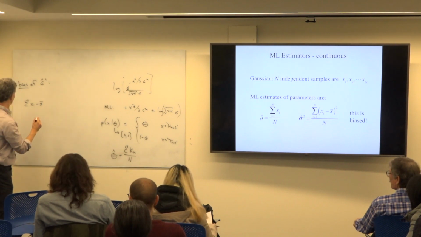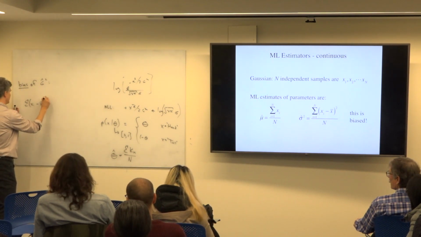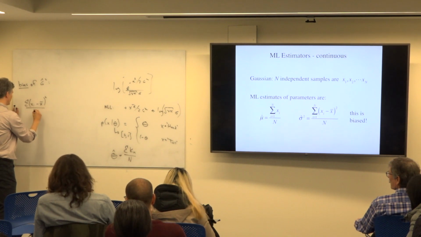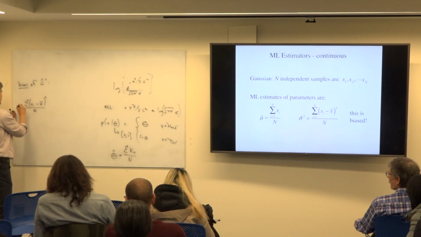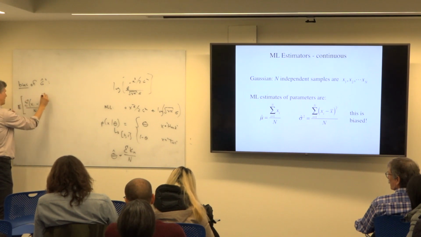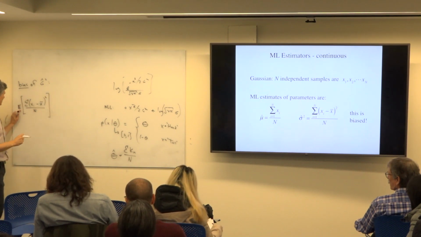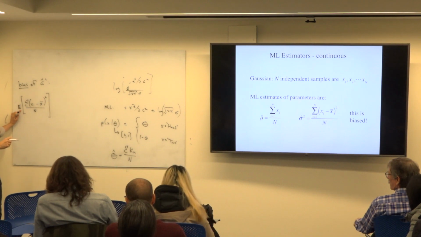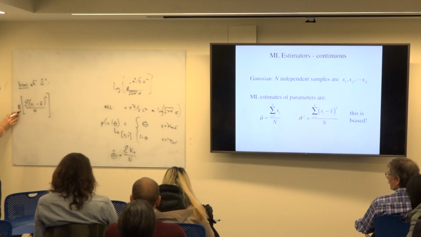I have to square them, right? And I have to divide by n. So now I'd like to understand what is the expected value of that. And what I'm trying to figure out is, is the expected value of that equal to sigma squared? If in that case, this is an unbiased estimator, right? It's the same thing I said about the mean.